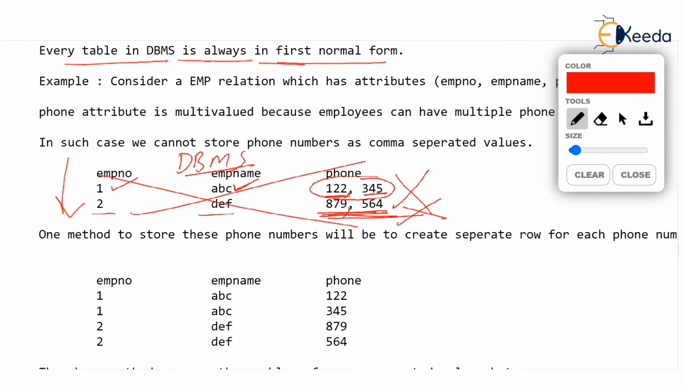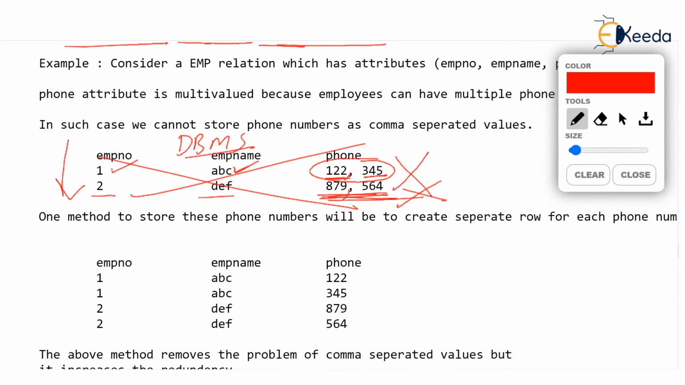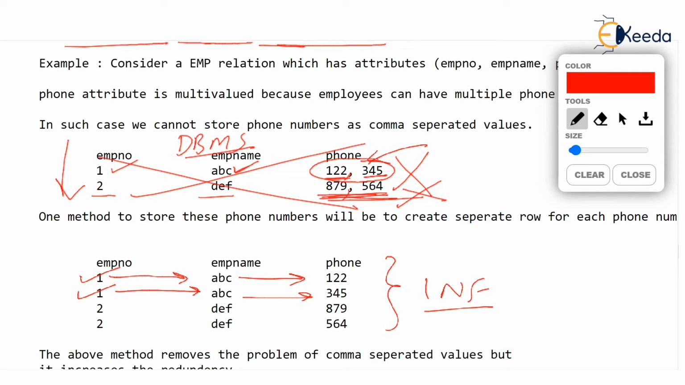This table doesn't exist. One way to store this is that if employee number one has two telephone numbers, you create two rows for this employee. Look, employee number one named ABC has phone number 122. Employee number one ABC has phone number 345. Yes, this table is in first normal form because every attribute is atomic. You don't have a multi-valued attribute. This phone number here was multi-valued, isn't it? Every attribute here is atomic.